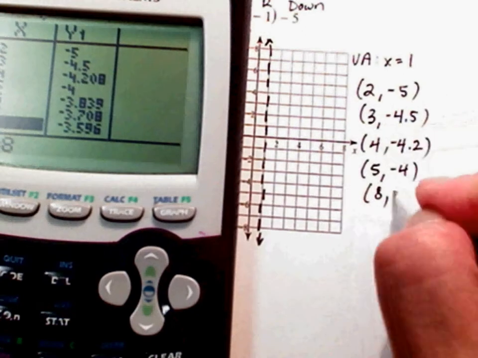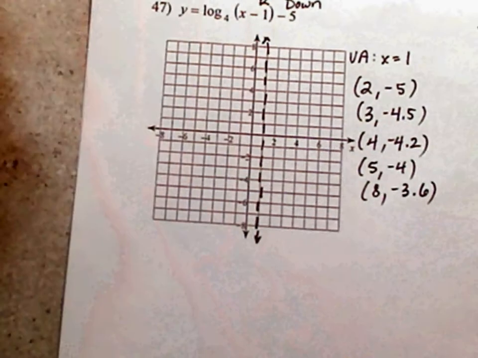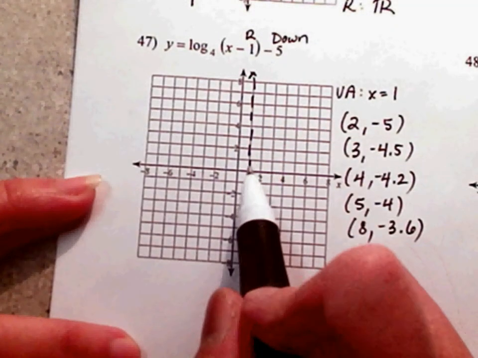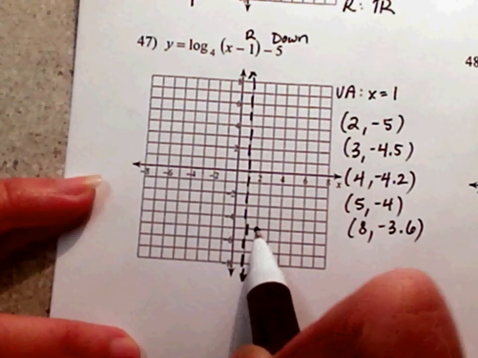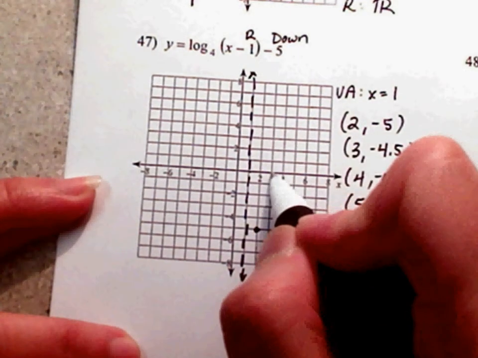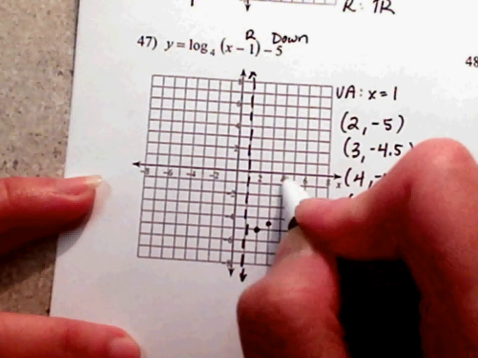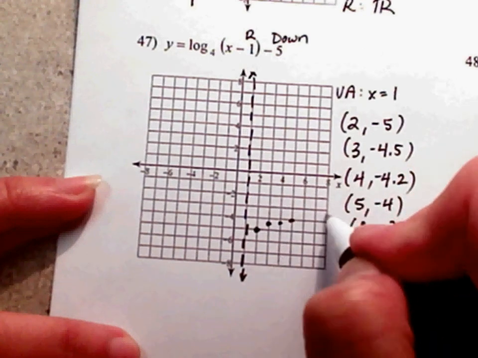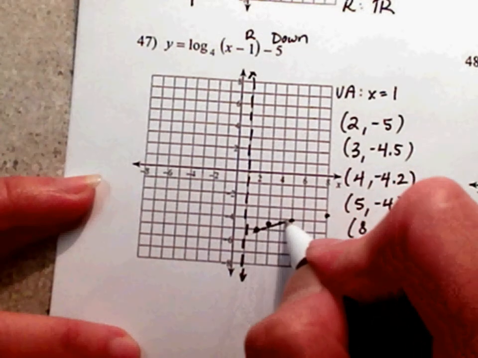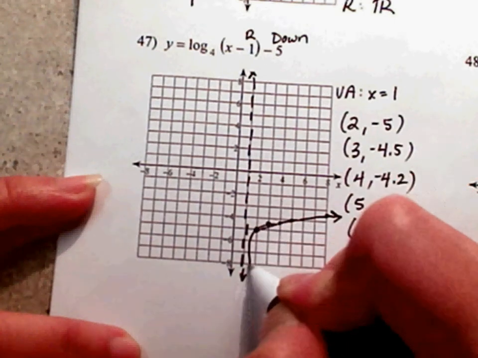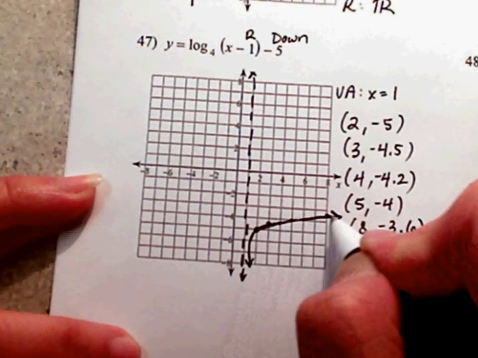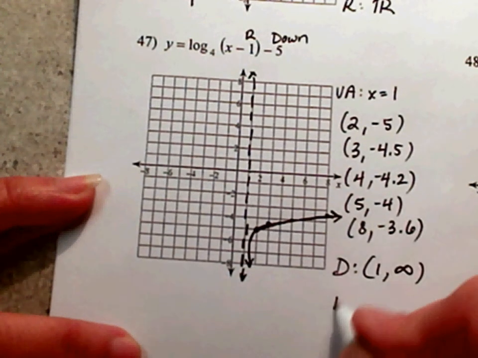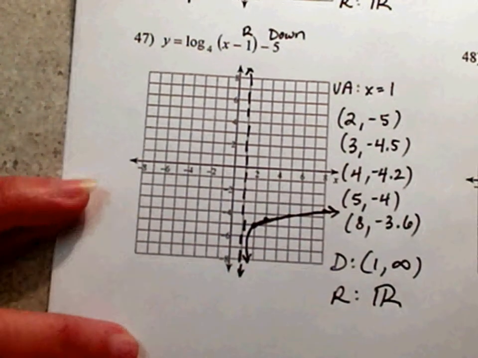Plot your points. 2, -5, right here. Or you could have gone right here, gone 1 right, 5 down. See how that matches it? 3, -4.5. 4, -4.2. 5, -4. And that last one is 3.6. There's your graph. Add your tail. Okay? Domain starts at 1, continues on forever. Your range, all real numbers every time. And that's number 47. All right.